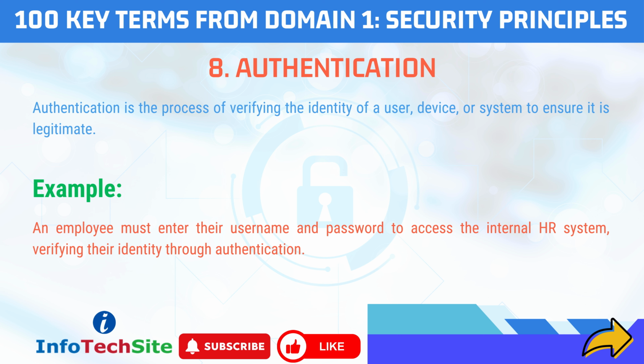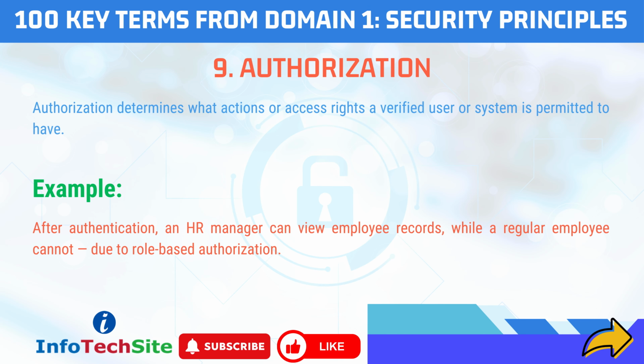Authentication is the process of verifying the identity of a user, device, or system to ensure it is legitimate. An example includes: an employee must enter their username and password to access the internal HR system, verifying their identity through authentication. 9. Authorization. Authorization determines what actions or access rights a verified user or system is permitted to have. For example, after authentication, an HR manager can view employee records, while a regular employee cannot, due to role-based authorization.